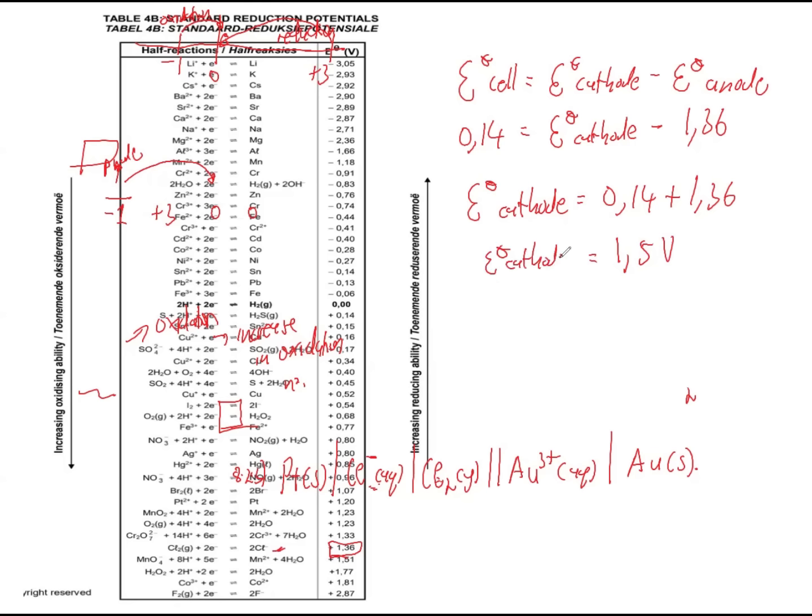Now, can we confirm? Do we have Au somewhere here? 1.5. Not quite. So that means we were calculating something that does not appear here. Okay, so Au is what? Au is gold. So yeah, it wouldn't appear here. Okay, nice one. So that's how you were supposed to go about calculating that one right there. Awesome. Next question.